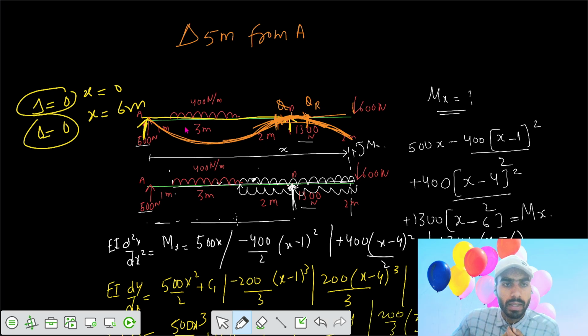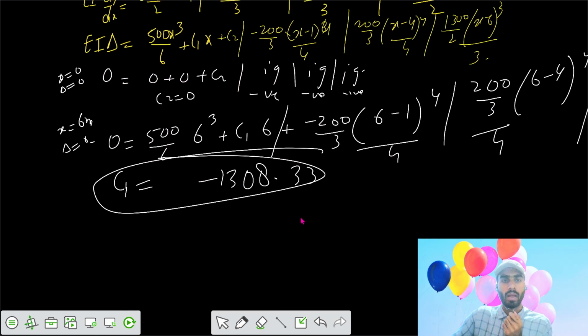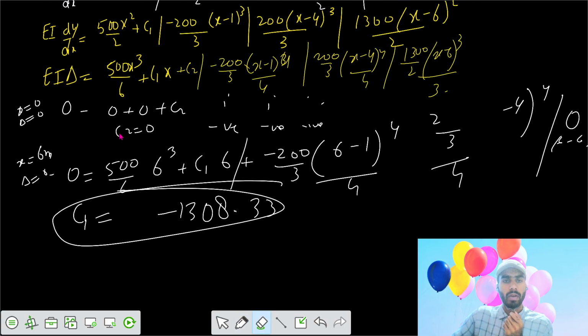So it's saying that get the delta at 5 meter from A. So this was your 1 meter, 3 meter and 6 meter, then we have to get the delta at 5 meter from A. So delta at 5 meter from A, once we got that C1 equals minus 1308, we can write.